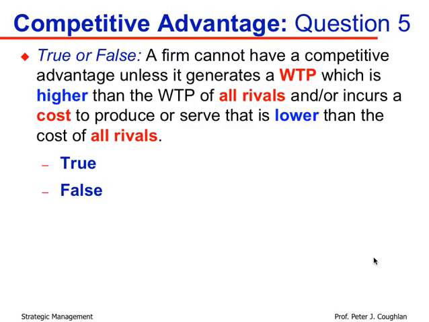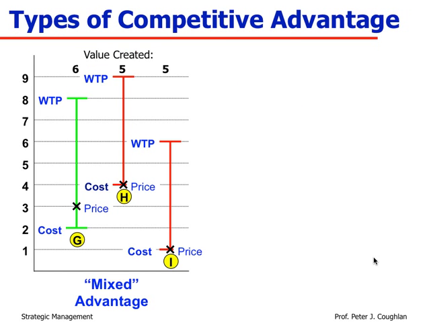Well, certainly to have a higher willingness to pay than all rivals and a lower cost than all rivals would be great. That's what we call a dual advantage. But do you need to have one or the other? Well, remember this example of the mixed advantage. We have firm G, which had willingness to pay of 8, cost of 2 per unit. Firm H had willingness to pay of 9, cost of 4 per unit. Firm I had willingness to pay of 6, cost of 1 per unit.